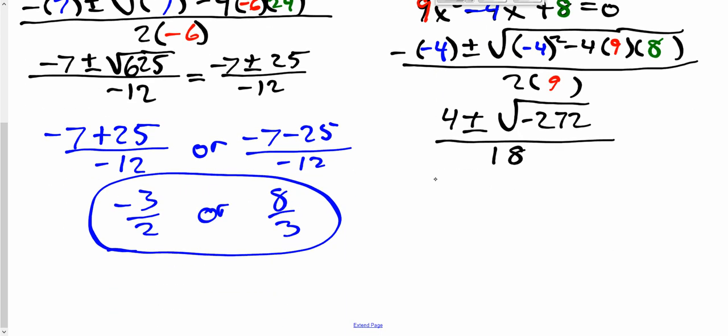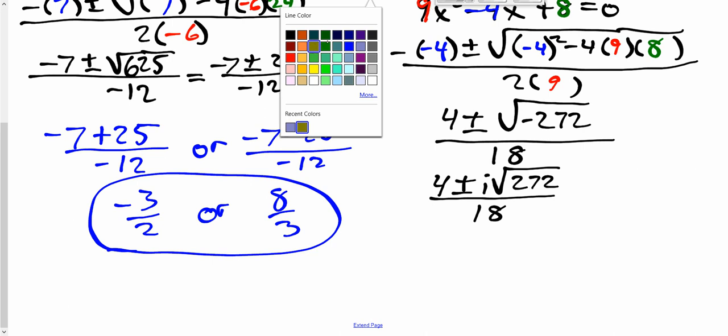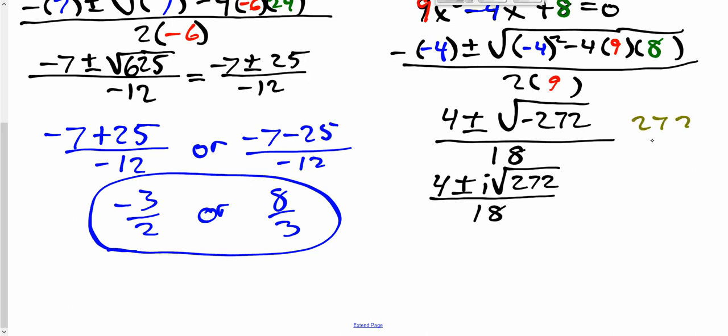Now we have the square root of a negative, so we can pull that out. We know it's going to be an i. And then you have to take 272 and simplify it like you've done in the past. So if I take 272 and do my factor tree, I know 2 goes in there because it's even. 2 goes in there again. 68, sorry about that. 2 goes in there again. And then 2 goes in there again.